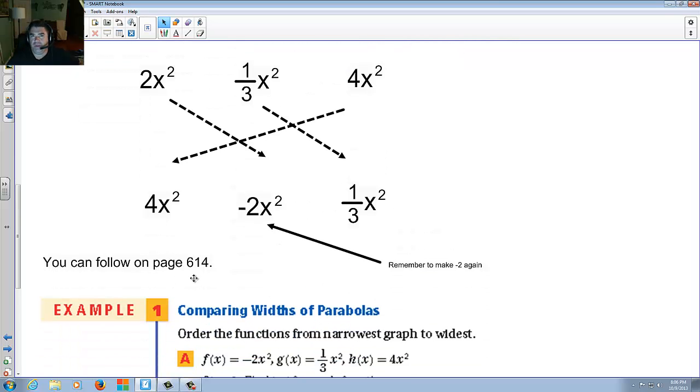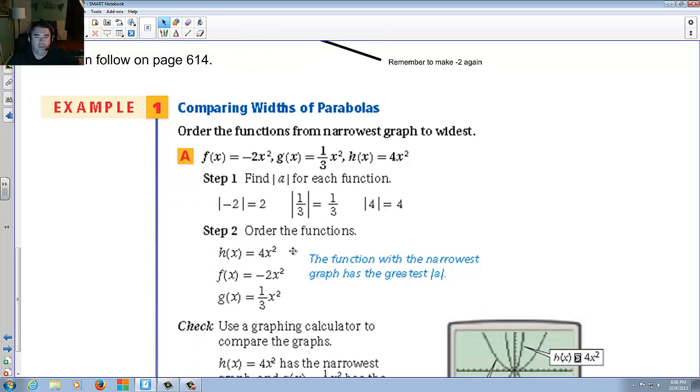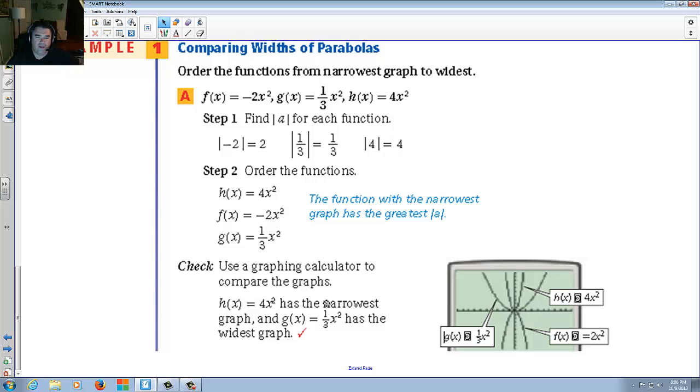You can follow that on page 614. It goes with the same thing: negative 2, just find the absolute value, which is 2. 1/3, the absolute value is also 1/3, and the absolute value of 4 is 4. Therefore, they'll show you from narrowest to widest: 4x squared is the narrowest, followed by negative 2x squared, followed by 1/3 x squared, as you can see here.